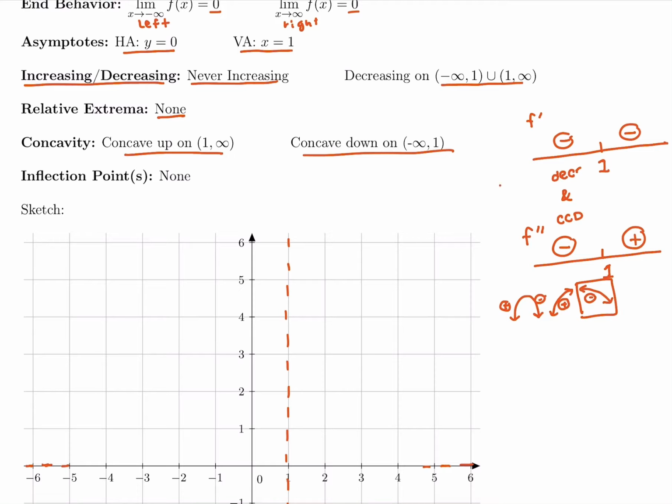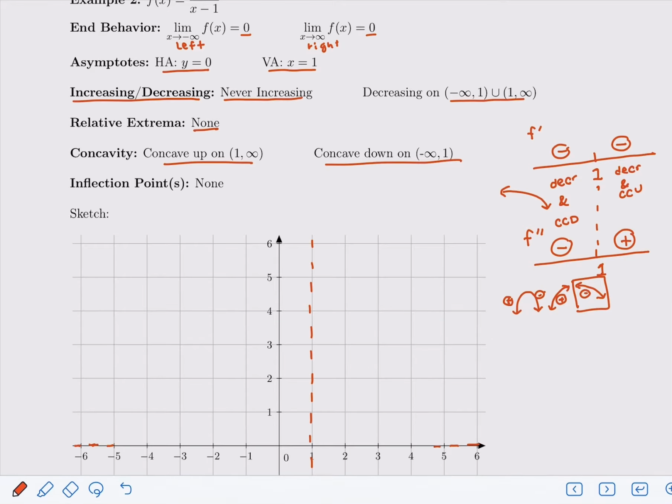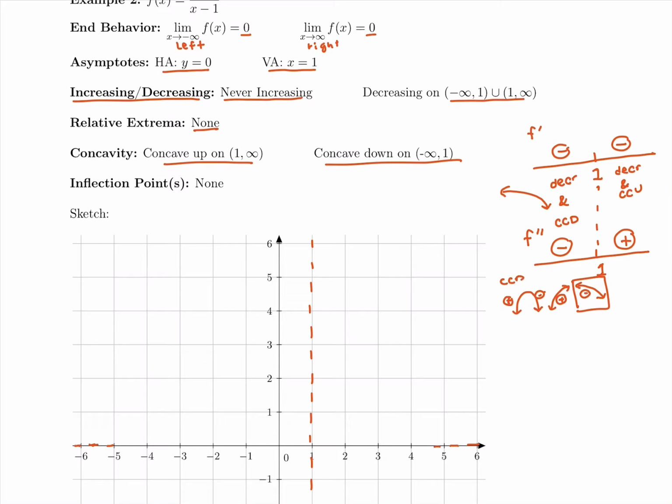So at first the graph is going to be decreasing and concave down. That's the first part. It has our vertical asymptote at x is 1. And then on the other side, it's decreasing and concave up. So we want to draw our 3 U's. We already did for concave down. Now we want to do it for concave up.